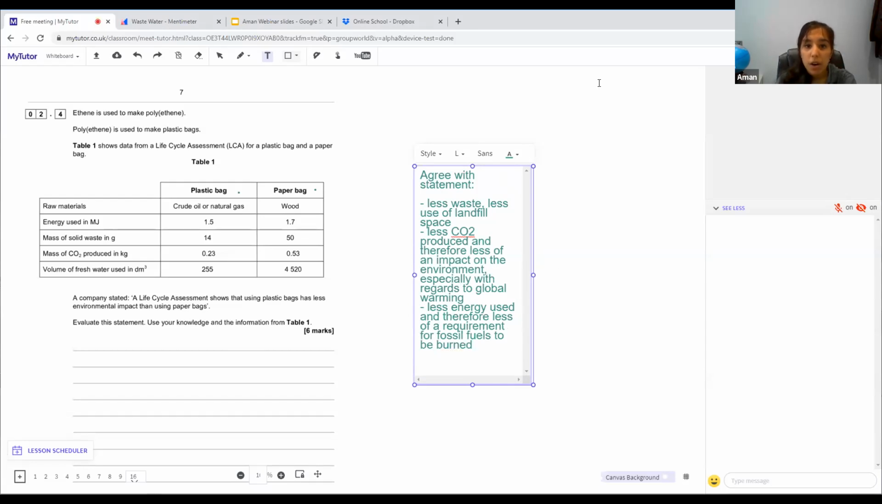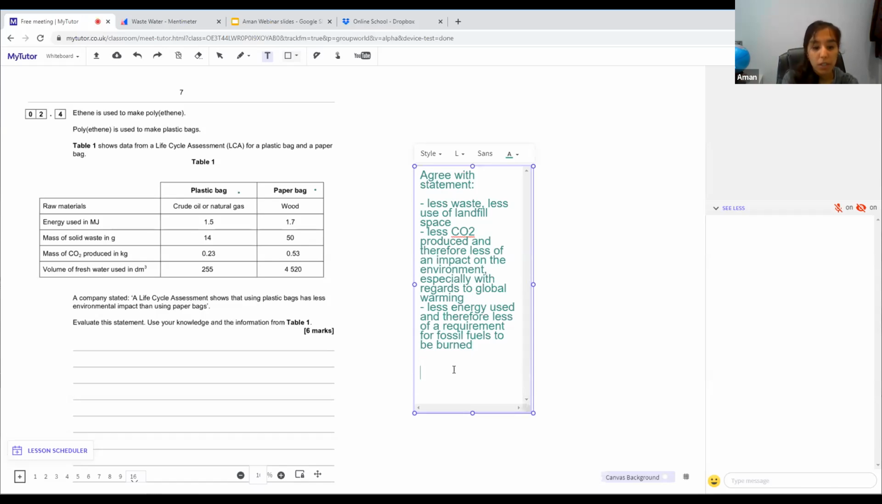Okay. Someone's asking me what's landfill. Landfill essentially means that there are areas of land in the UK and lots of countries where we literally just dump our waste. That place is called a landfill site. So we just fill it with waste. Okay, so those are three statements that agree.